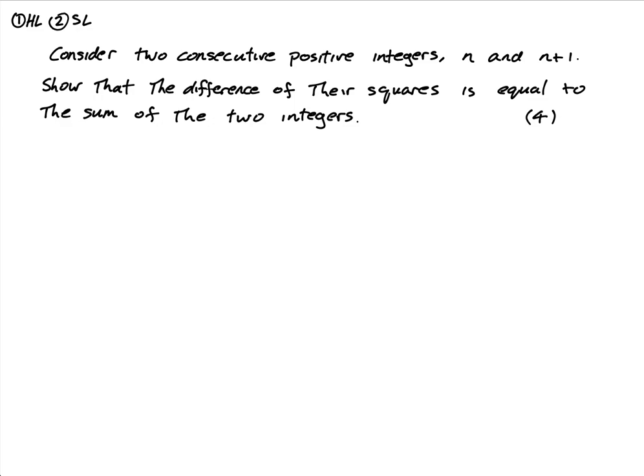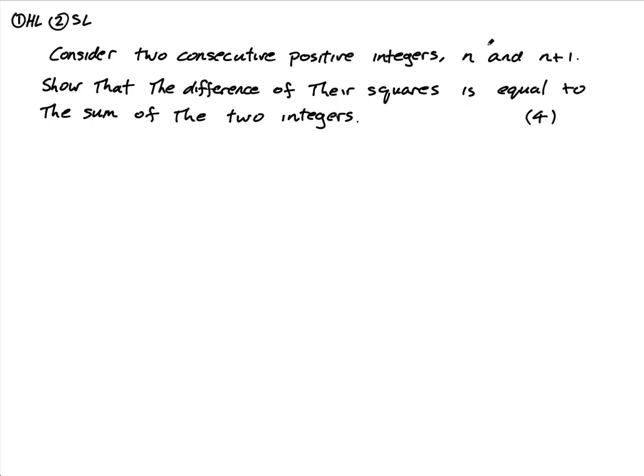Hi guys, okay, so this is one of the overlapping questions between HL and SL. So it's question 1 for HL and 2 for SL. It should be a fairly straightforward question for both. So it says, consider two consecutive positive integers n and n plus 1. Show that the difference of their squares is equal to the sum of the two integers.